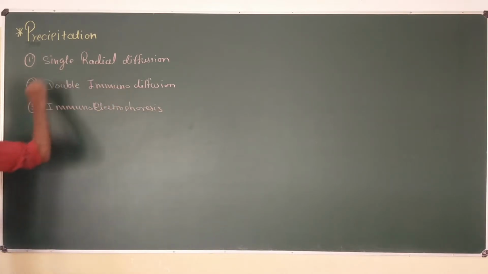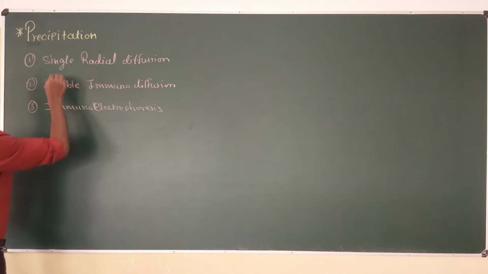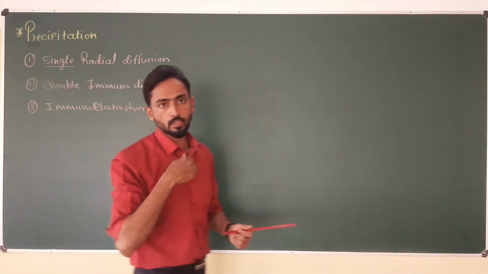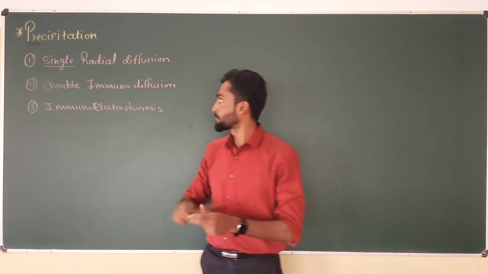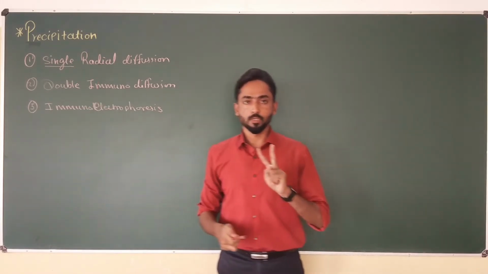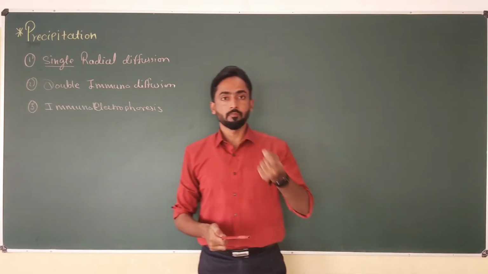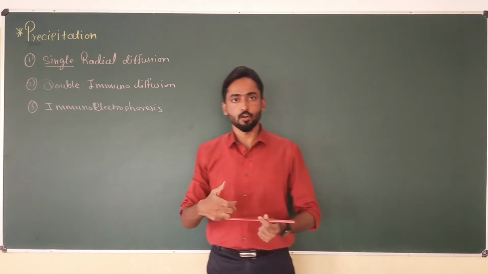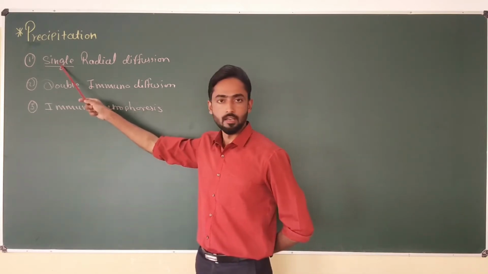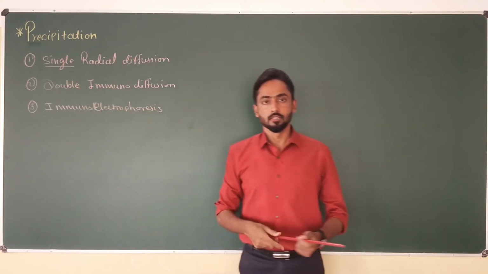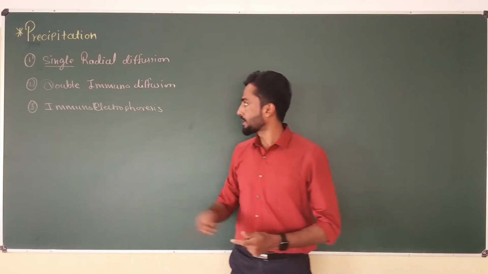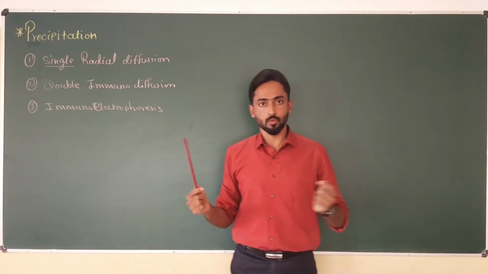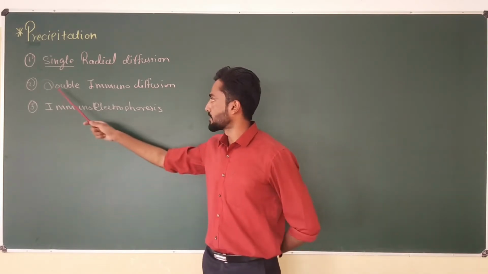So in the first type of precipitation reaction, only antigen or antibody moves towards the other partner. That means in single radial immunodiffusion, out of the two, antigen or antibody remains fixed or stationary, and the other partner moves towards the stationary partner in the gel or in the liquid medium. It is called single radial diffusion because the diffusion occurs radially. In double immunodiffusion, both antigen and antibody are free to move towards one another, so we call it double immunodiffusion.